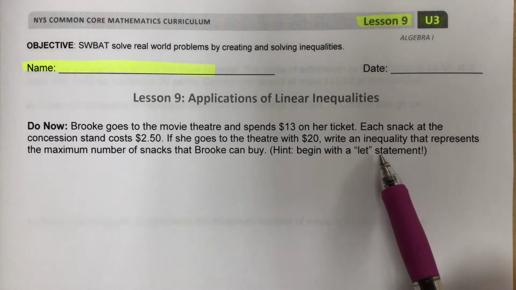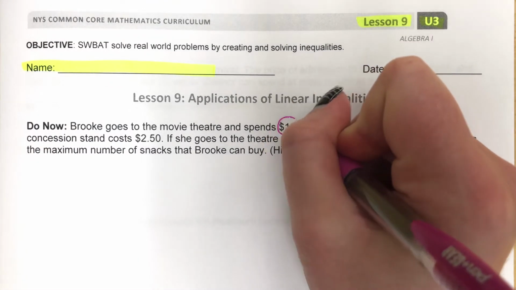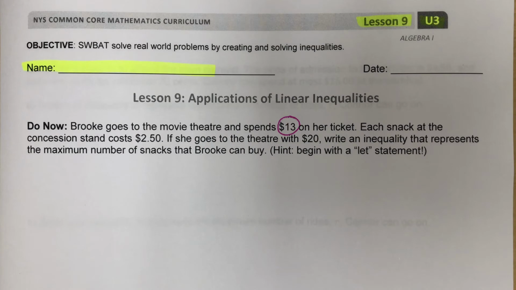All right, so before I get to the let statement, I want to just CUBE this question. So I want to circle my key numbers, box my math action words, and then at the end I want to underline the question so I make sure I answer it completely. So as I look at the first sentence, Brooke goes to the movie theater and she spends $13 on her ticket. So I'm going to circle 13 because I know that represents the amount of money for a ticket.